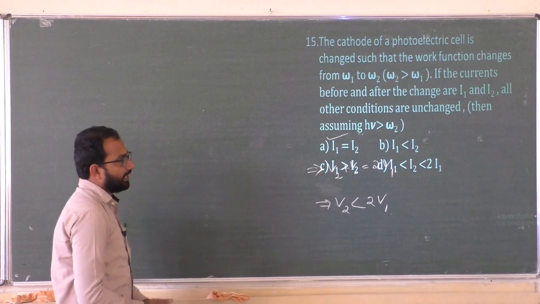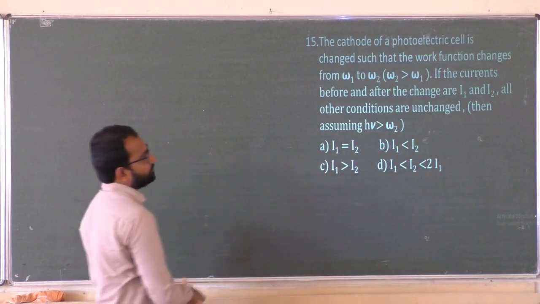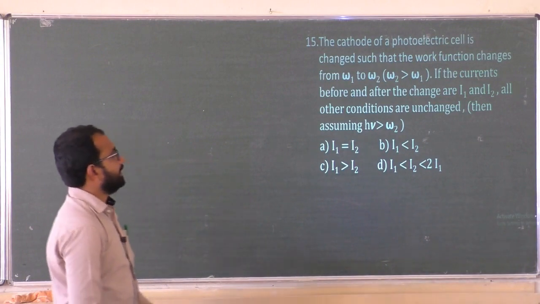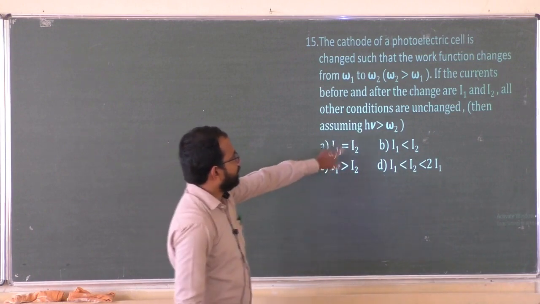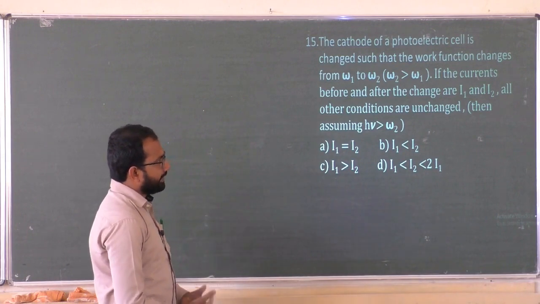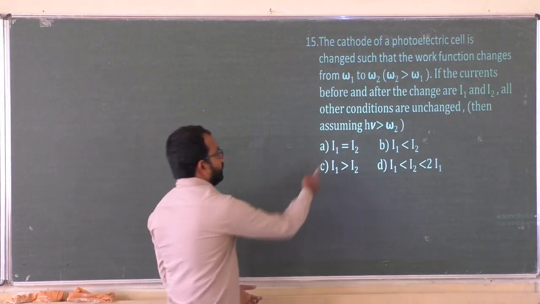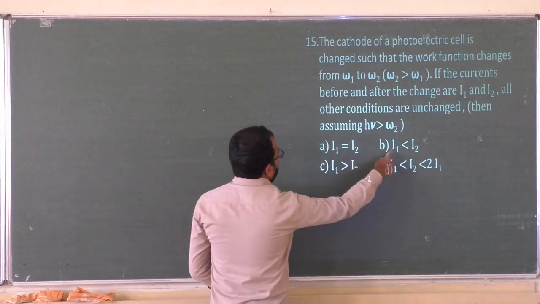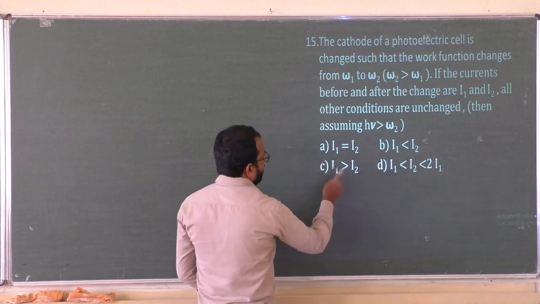If the currents before and after the change are I1 and I2, all other conditions unchanged, then assuming h nu is greater than omega naught, that is, the new value of energy of photon incident on the cathode is greater than the work function of the new cathode used, which one is true? Whether both currents are equal, I1 is less than I2, I1 is less than I2 less than 2 times I1, or I1 is greater than I2.